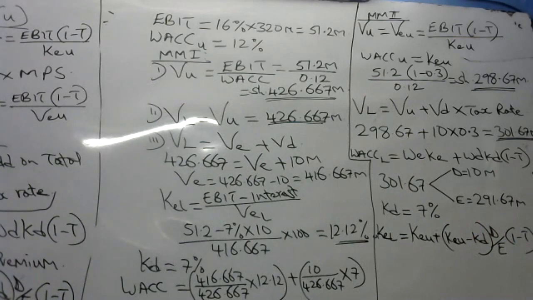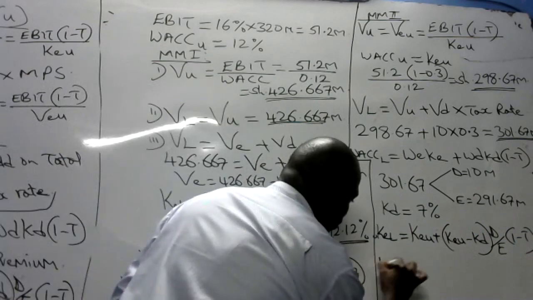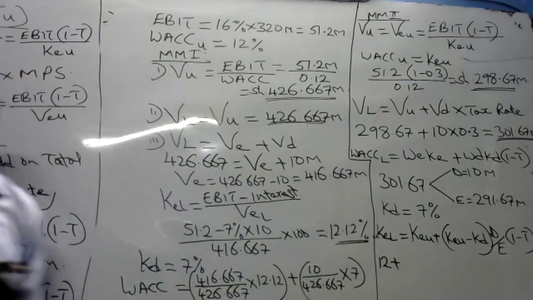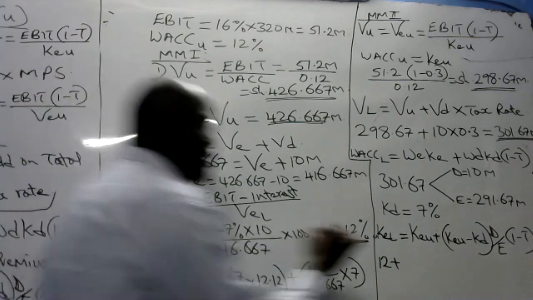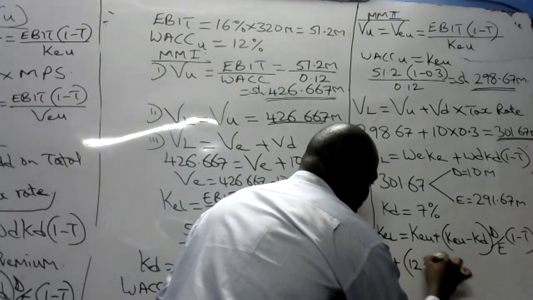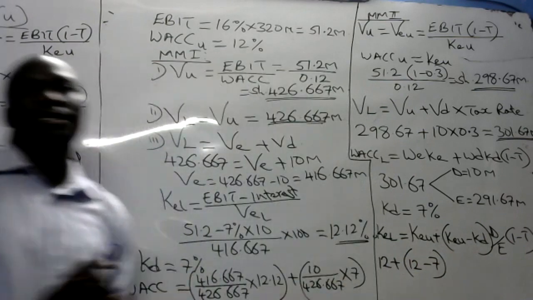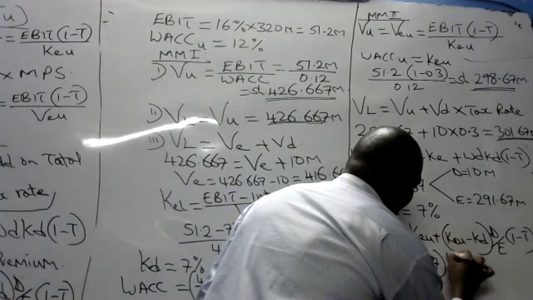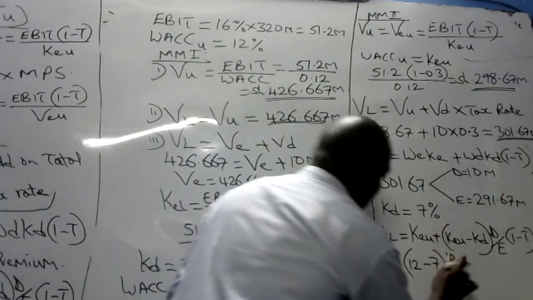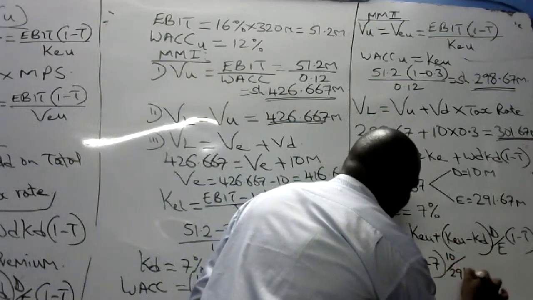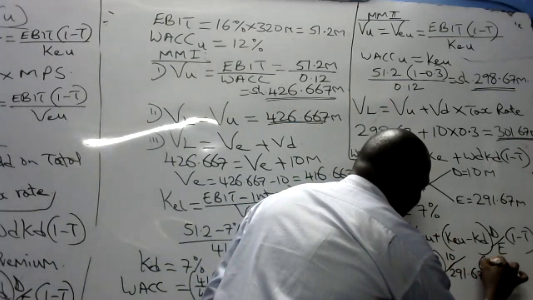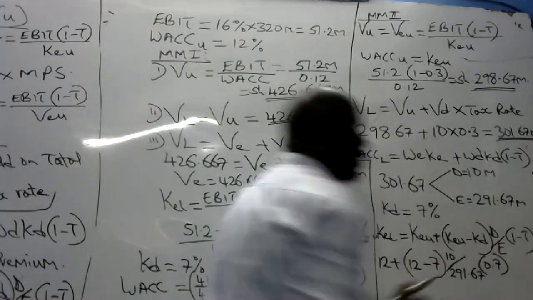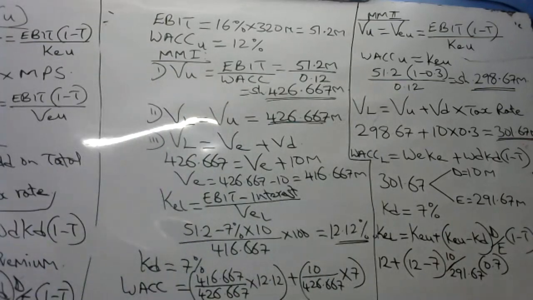Do we have the KU? KU is how much? KU is 12. Just use 12, our final answer will be a percentage. Plus 12 minus 7. KD is 7. What is the value of debt? 10 million. What is the value of equity? 291 point something. Then you adjust for tax. Can I do times 0.7? So adjusting for tax is 1 minus tax.